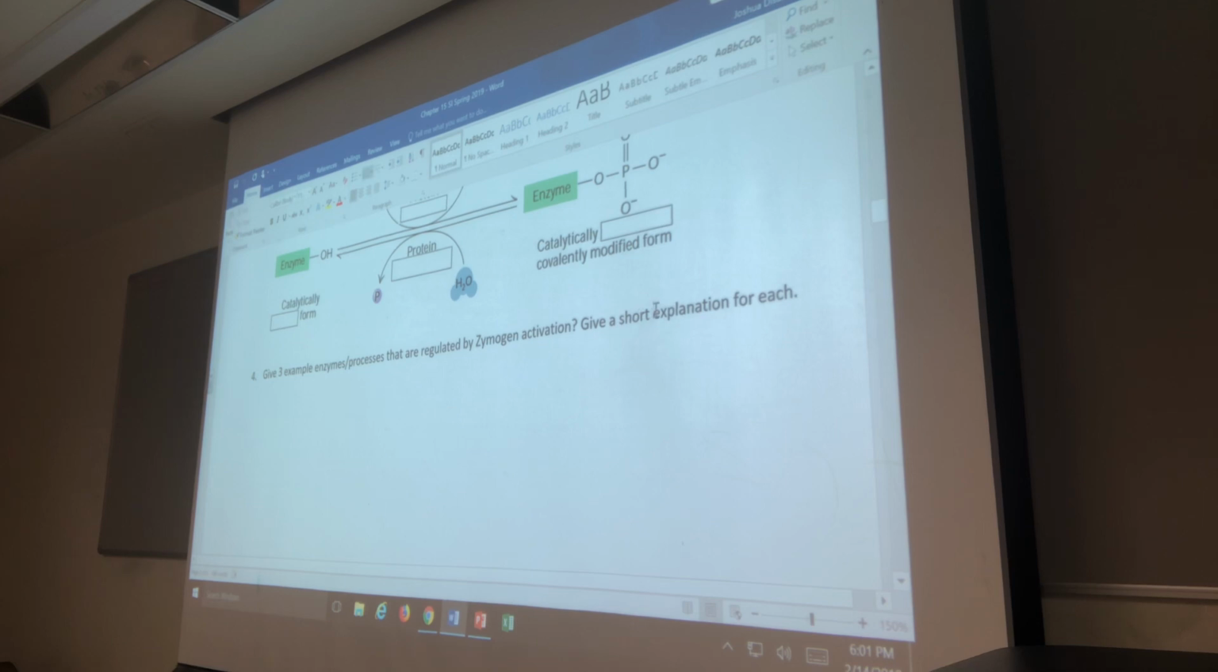Okay. Three examples of processes that are regulated by zymogen activation. Anyone give me any one of them? Yes, like insulin? Insulin, exactly. Insulin is activated via zymogen activation. It's initially called proinsulin. Yes, blood clotting? Blood clotting is another one. In fact, it's several rounds of cleaving of zymogen activation to superactivate it. And what's the third one? Chymotrypsin/trypsin, it turns out, is an enzyme that's regulated via zymogen activation.